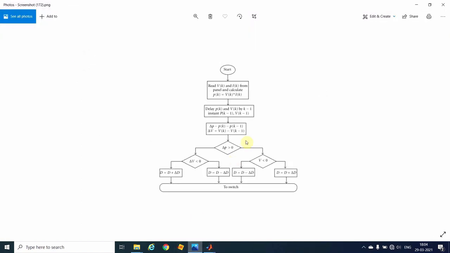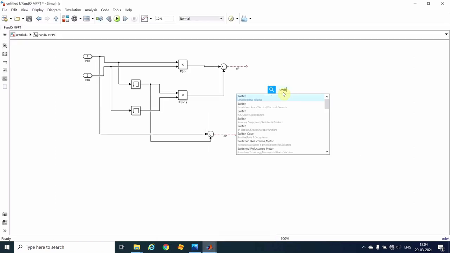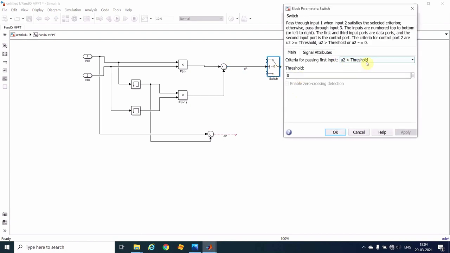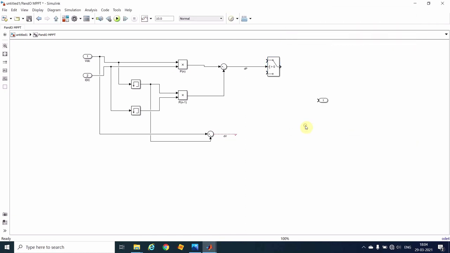Next, del P greater than 0, this one output is nothing but D. So how to implement this? Just use a switch here. The threshold will be 0 and U2 greater than threshold, and this one will be duty D. So this is nothing but D.